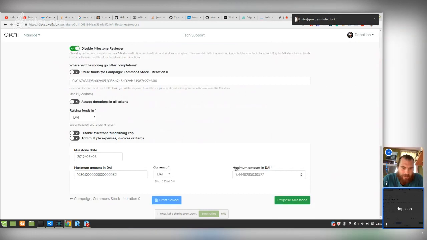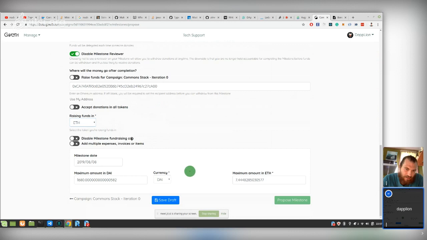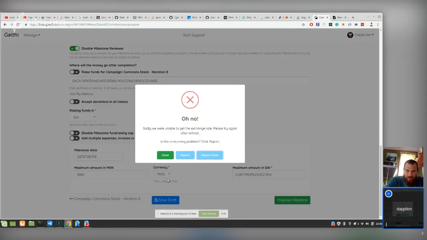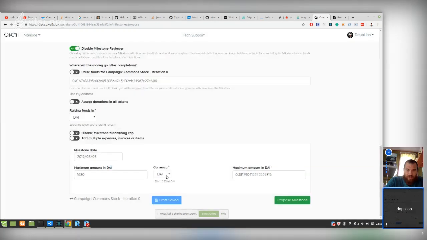Can you go up where it says raising funds in, a little higher, and click that to Ether, where it says DAI? Lower, lower, higher. Here. Yeah. ETH? Yeah. Let this reload, and then I don't know what's broken, man. Now move it back to DAI and see if it fixes. You might just have to copy the text just in case and refresh this page.